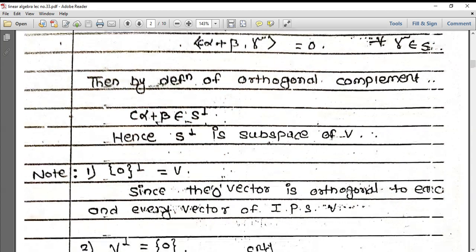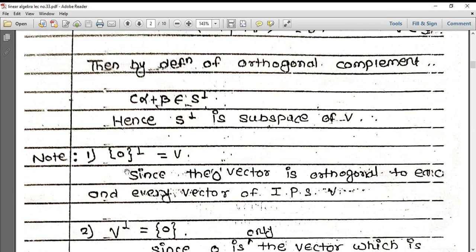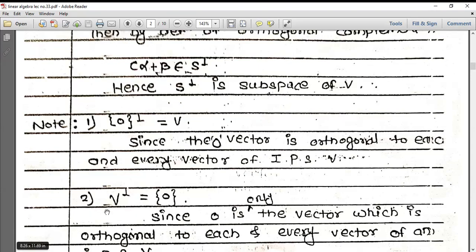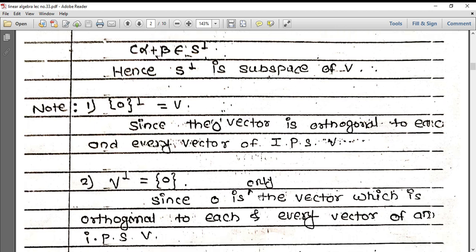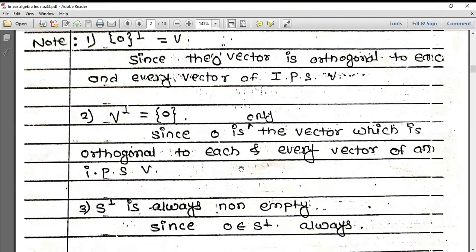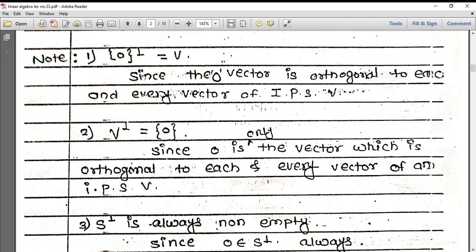Now one note: the singleton zero. Suppose S is the singleton zero. Then singleton zero perp is equal to V. Why? Because the zero vector is orthogonal to each and every vector of the inner product space V. Suppose S is equal to V. Then V perp is equal to singleton 0. Why? Because 0 is the only vector which is orthogonal to each and every vector of the inner product space V. So singleton 0 perp is equal to V and V perp is equal to singleton 0.